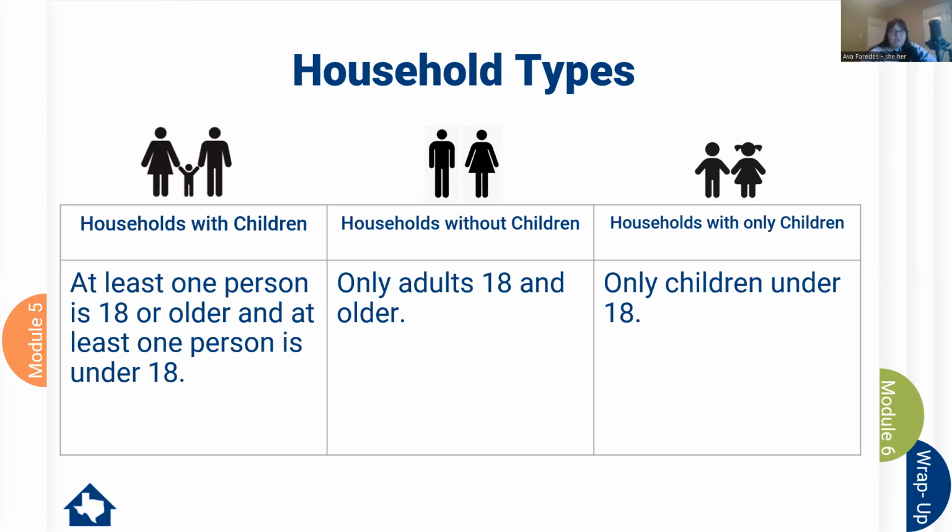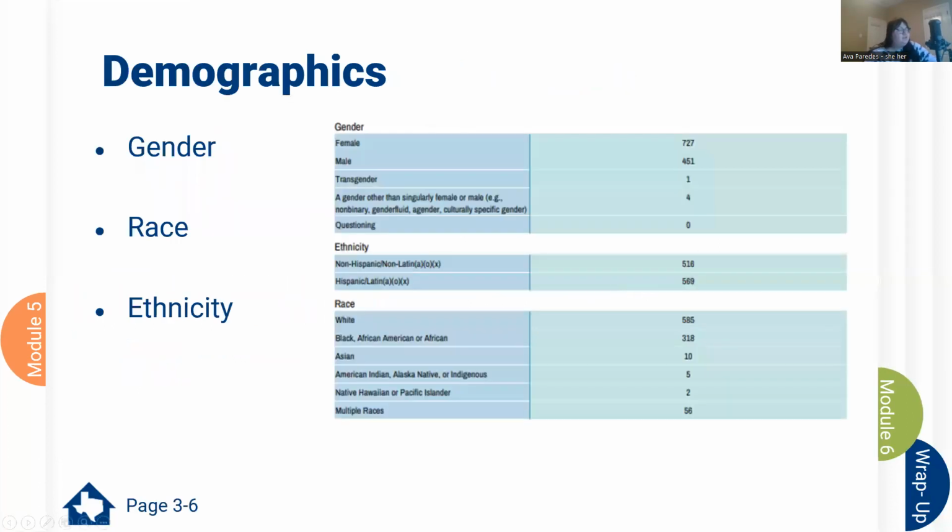Households with children, these households have at least one person over the age of 18 and one person under the age of 18. Households without children, the members of this household are all adults over the age of 18. And then households with only children, the members of this household are all children under the age of 18. Perfect. Super simple, y'all. So let's move on to the demographics section.